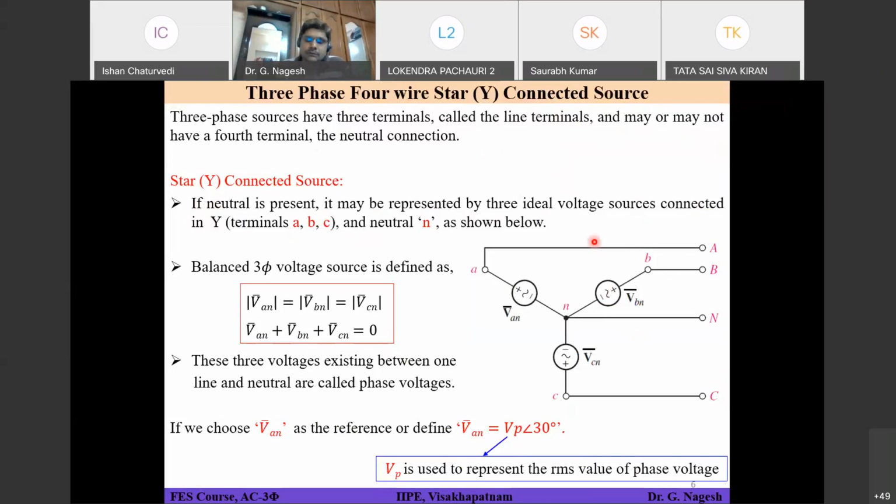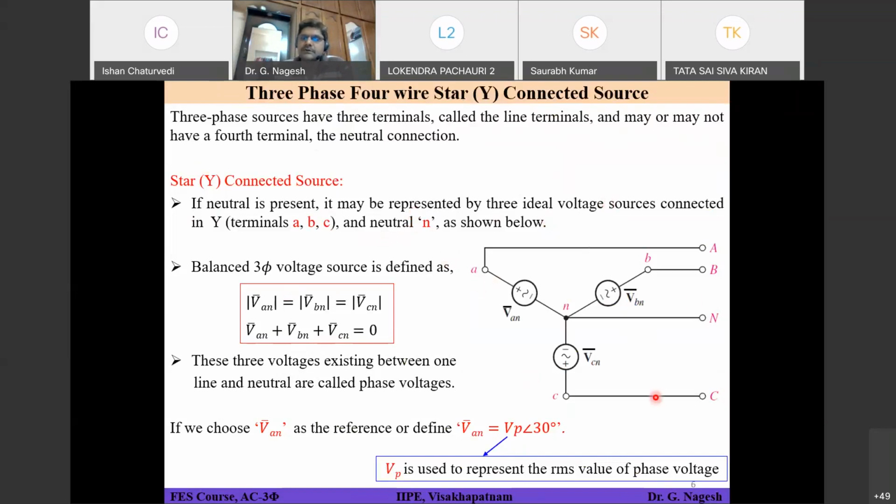So what it means is, if you have only 3 terminals, it can be called a delta connected system. A delta connected system will not have a neutral. A star connected system can have a neutral. If you don't want the neutral, you can remove it also. So for a star connected system, both are possible: 3-phase 3-wire is possible, and 3-phase 4-wire is also possible. But generally 3-phase 4-wire is the preferred one. So the 4th wire will usually exist in a star connected system.